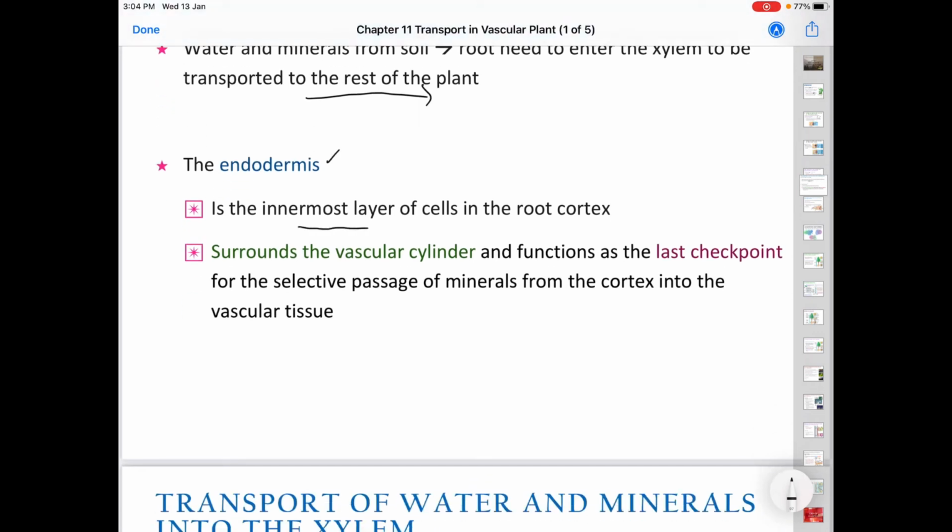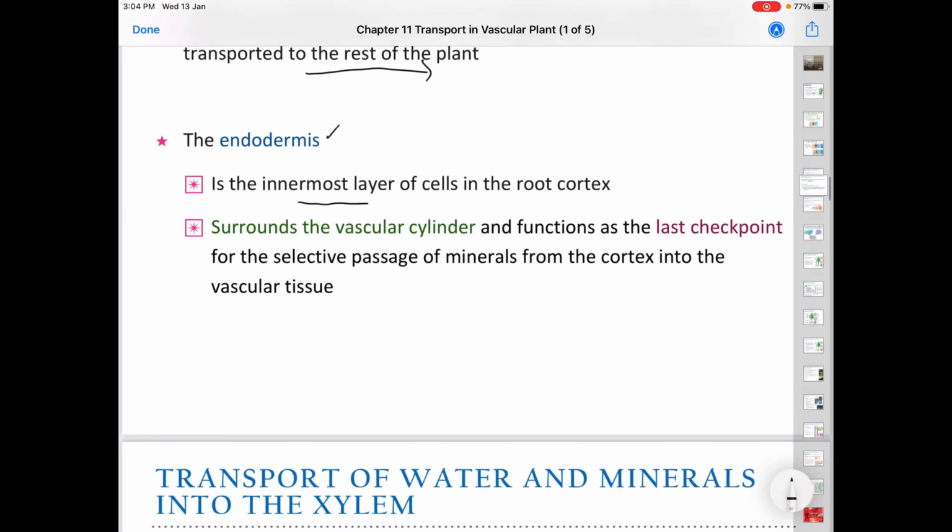Now we go into the endodermis. Endodermis is the innermost layer of cells, so it can be found in many types of cells, including the root. This endodermis surrounds the vascular cylinder. Remember, vascular refers to the xylem and phloem. This endodermis surrounds the vascular cylinder and functions as the last checkpoint.